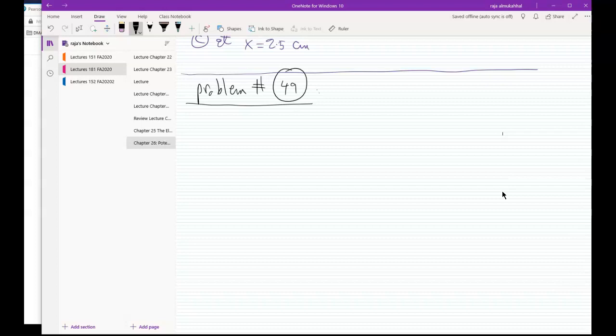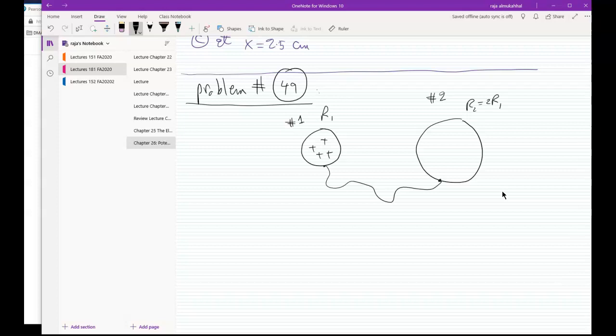So here is sphere 1. And this is sphere 2, which is twice the diameter. Twice the diameter, yes. This is radius 1. This is radius 2, which is 2r1, correct? And this one is initially charged. And what I do, I connect the two spheres with a wire.